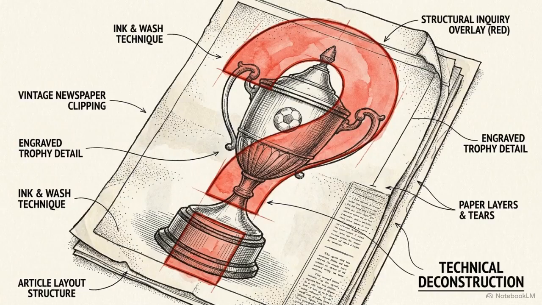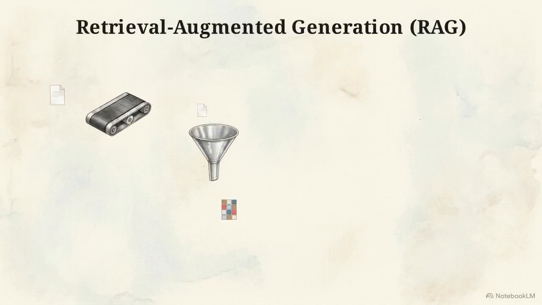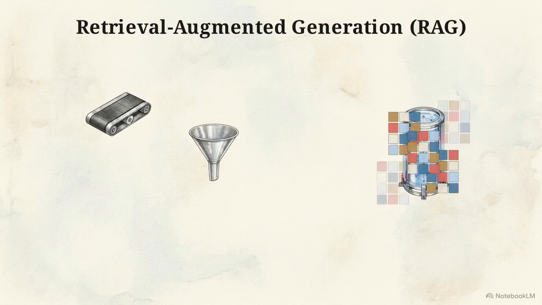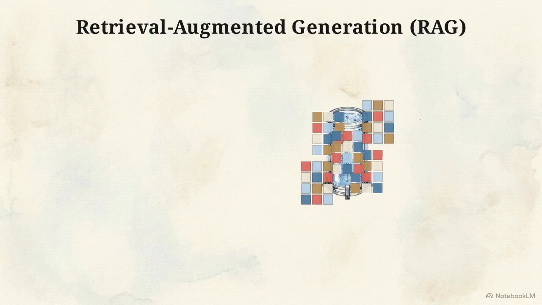The model might confidently claim Brazil won the 1942 World Cup, despite the fact that the tournament was never actually held that year. We solve this with retrieval augmented generation, or RAG. This architecture provides external memory by converting documents into embeddings, numerical representations of semantic meaning. These embeddings are stored in a vector database.